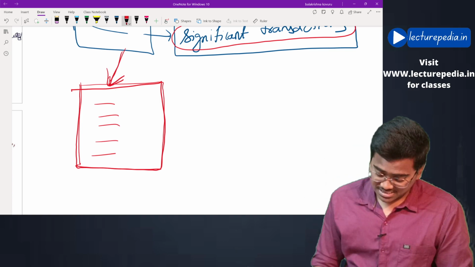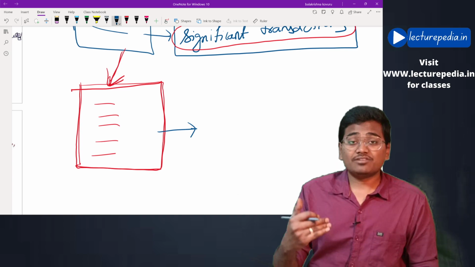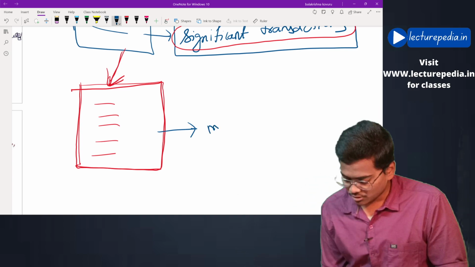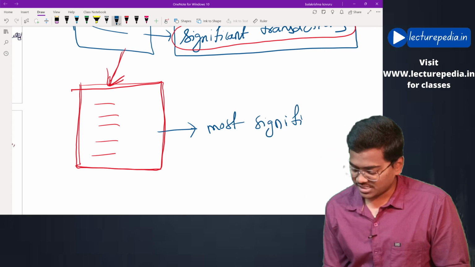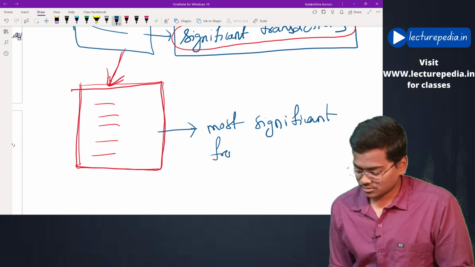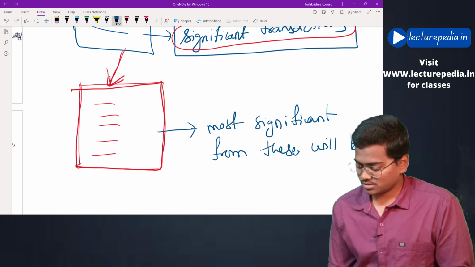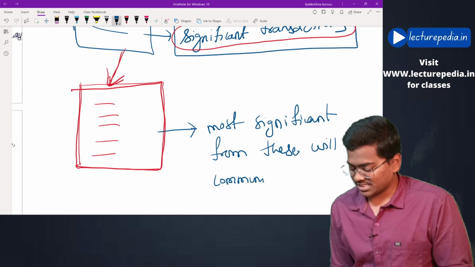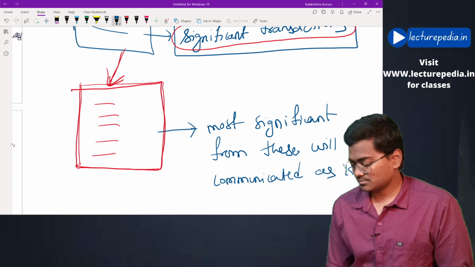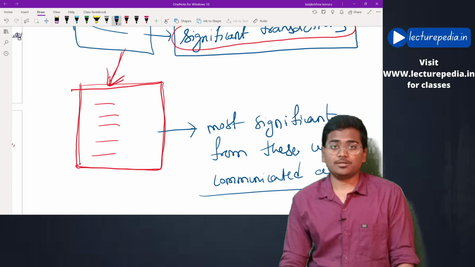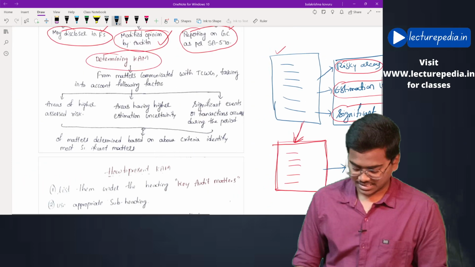Now, from these communications, those matters that the auditor feels most significant will be communicated as CAM. Okay, this is how auditor will determine key audit matters. Let us see, the same has been explained here.